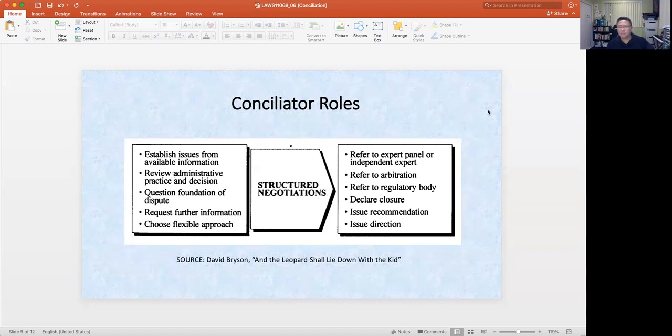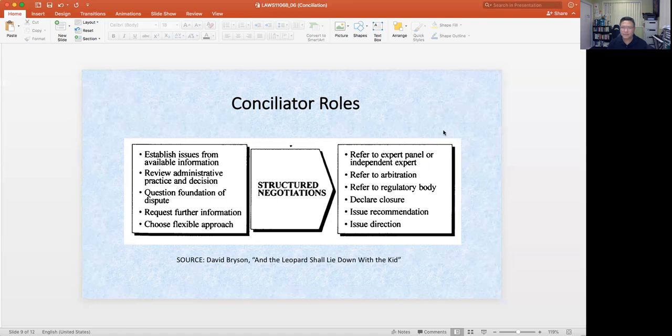And then the crucial point, and this is missing from the roles of the negotiator or the mediator, is that the conciliator can refer the dispute to an expert panel or an independent expert. He might refer it to arbitration, he might refer it to a regulatory body, he might declare a closure, issue a recommendation to the parties, a recommendation to the court or the tribunal, or issue a direction. So there is greater power on the part of the conciliator, because these particular roles are missing in relation to the powers of the negotiator and the mediator.